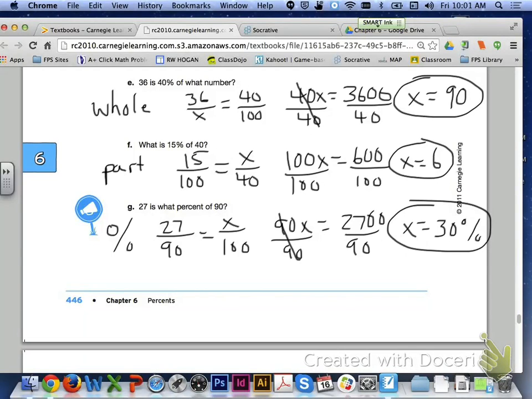If we take a look at letters E through G, for letter E, I'm trying to find the whole. When I set my problem up and cross multiply, x is equal to 90. For letter F, I'm trying to find the part. When I set my problem up and cross multiply, x is equal to 6. And for letter G, I'm trying to find the percent. Again, after I set my problem up and cross multiply, x is equal to 30%.